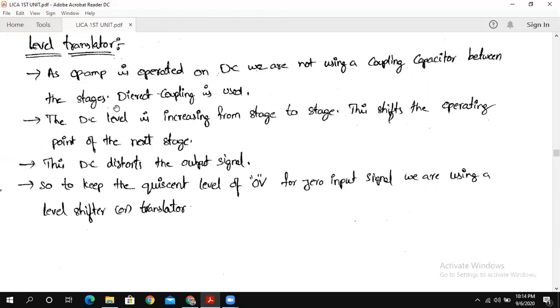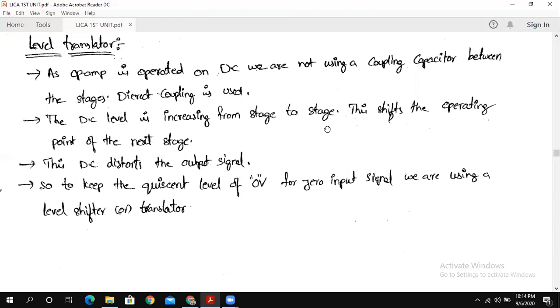So the first stage is a differential amplifier and the second stage is also a differential amplifier, which are directly coupled. Because of this direct coupling, the DC level is going to increase from stage to stage. Here you can see the DC level increasing from stage to stage. There will be an introduction of DC from stage to stage. Because of this, the signal will not be maintained at a zero level. It is going to shift by some DC voltage.